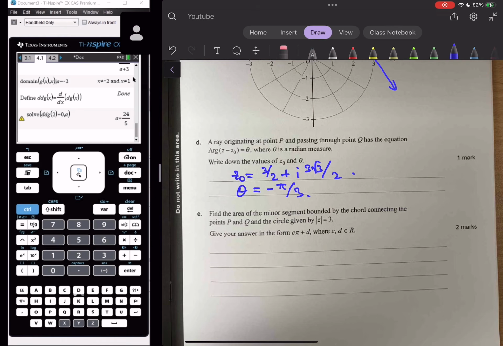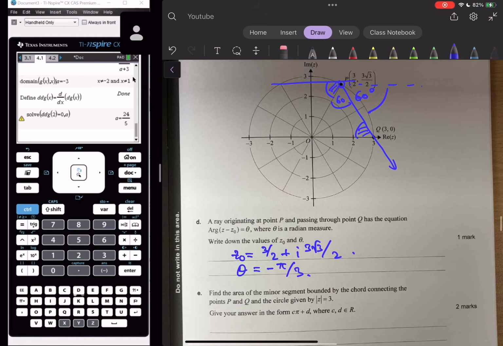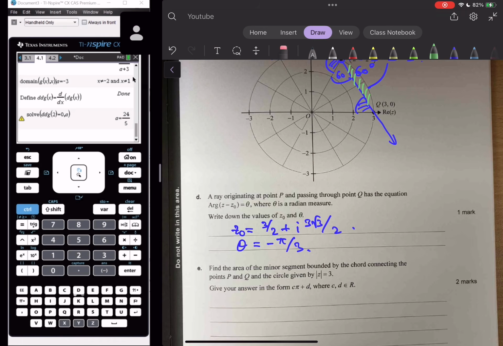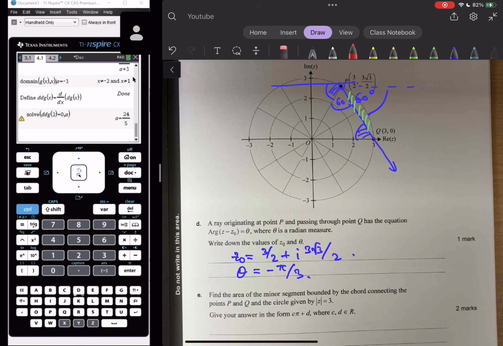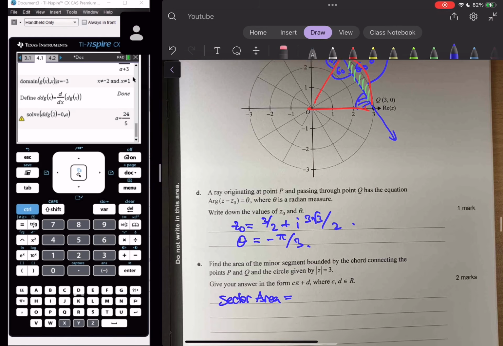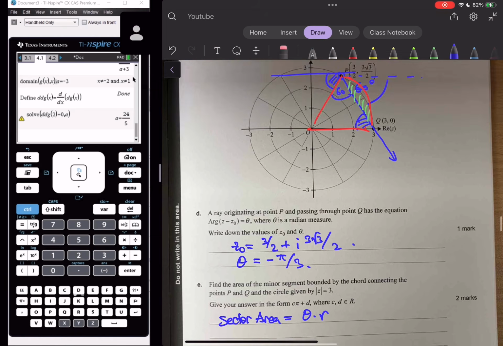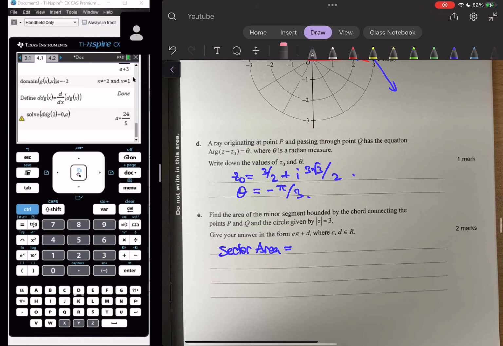Okay, find the area of the minor segment bounded by the chord connecting the points PQ. So the minor segment is just going to be this part over here, and the circle given by, okay, so we just want to find the area. So the area is given by the area of this whole sector, so let's say sector area. That's going to be, how do you do that? It's equal to, what's it? The angle times the radius or something like that. I'm forgetting the formula, so let's derive it from scratch.